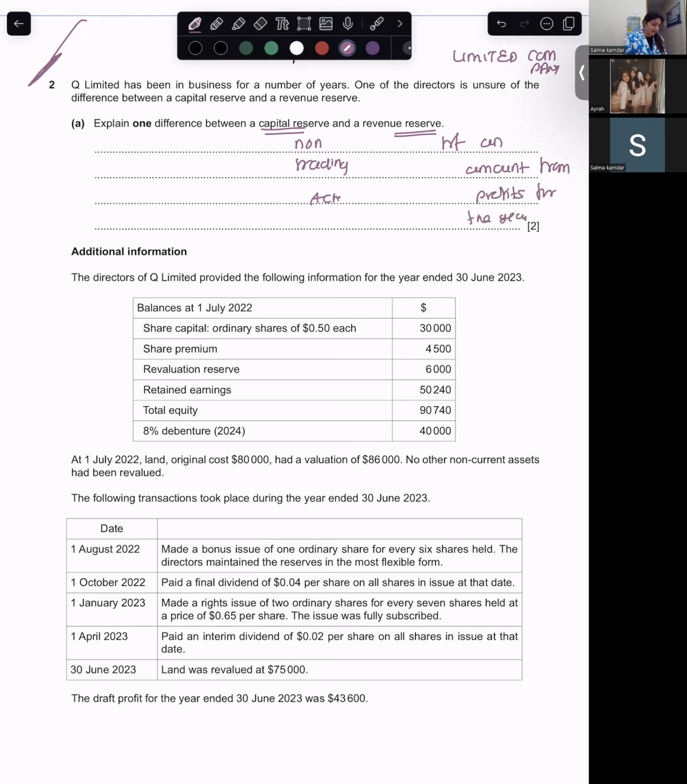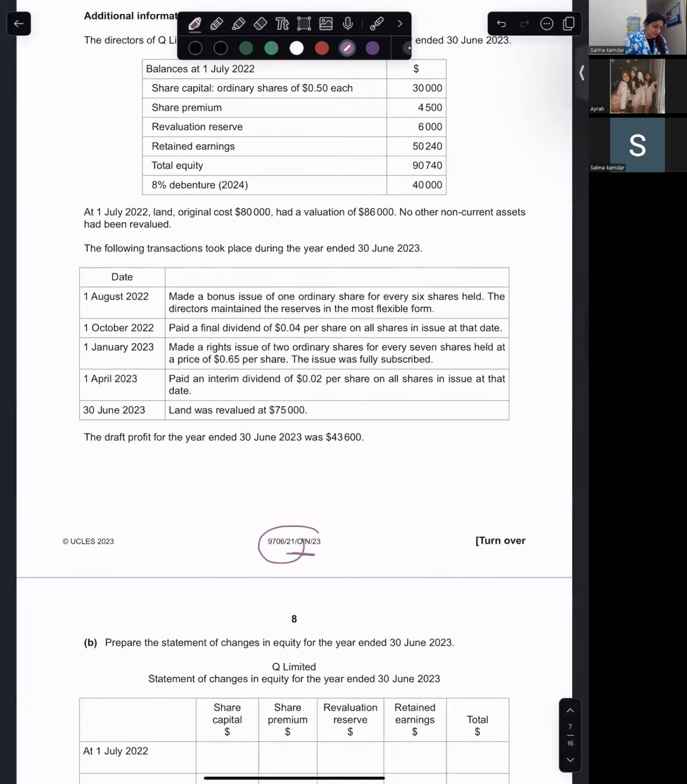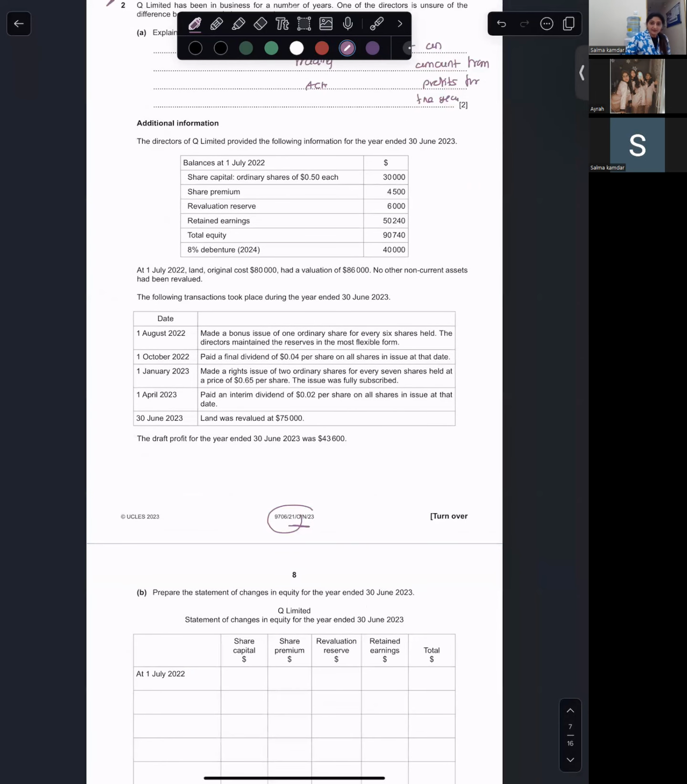Okay, fine. Now what else do they want us to do? They want us to prepare a statement of changes in equity. Correct? Okay. I have been given the balances on 1st July 2022. What is the balance? 30,000, 4,500, 6,000, 5,240, and total is 9,740.